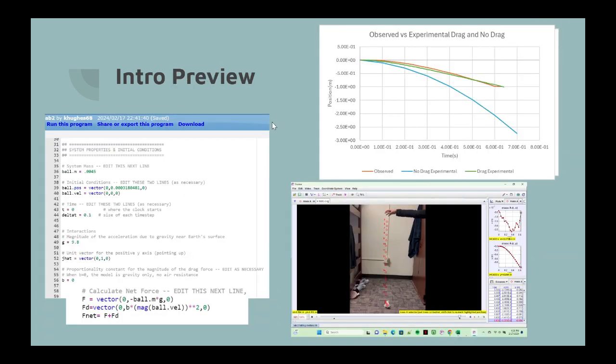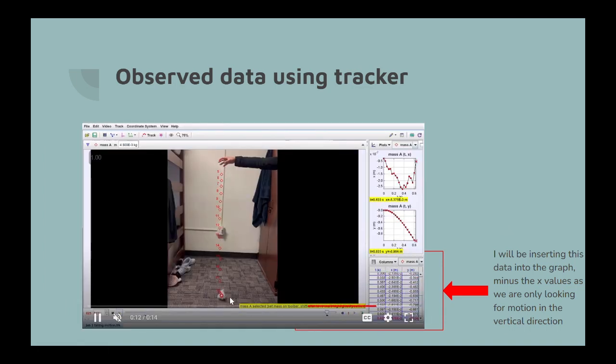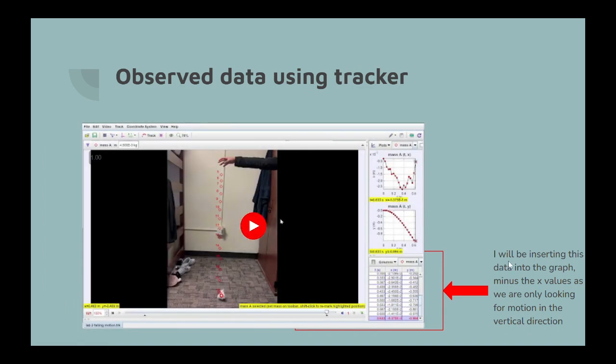So here's our intro. This is what our observed and our two experimentals will end up looking like, and we'll discuss this later. This is what the tracker looks like in our video, and this is our code. Just some sneak peeks, I guess. So first, we observe the data using Tracker. As you can see, the ball is falling, and then we get a bunch of these data sets right here, and we will be inserting these into the graph that we saw earlier, minus x values because we're not looking for horizontal motion, just vertical motion.